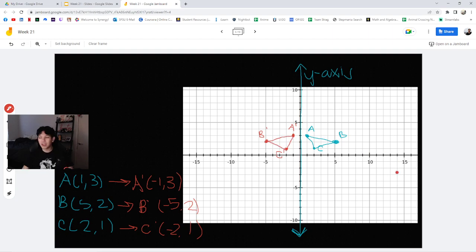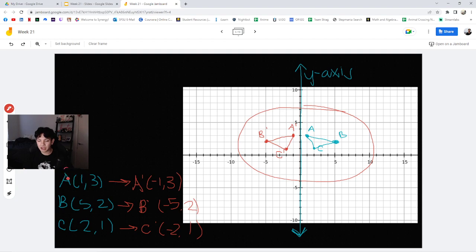And look at that. It looks like it's a reflection of each other. The y-axis acts as a mirror, and it looks pretty accurate. It's a reflection of each other, okay? It's the same distance from A prime to the line as it is from A, and these are all lining up perfectly. So we like how it looks. Let's take a look at the coordinates and see what we notice.